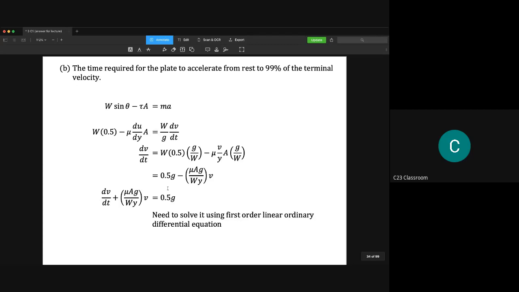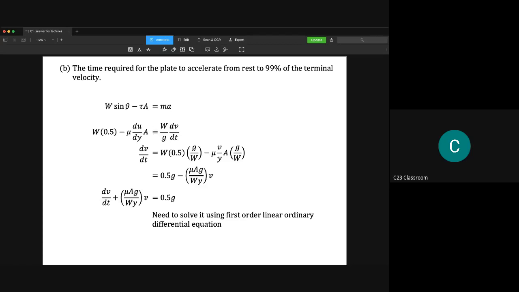And then the second one is we need to calculate the time for the plate to accelerate from rest to 99% of the terminal velocity. So again, this is about the time here. So the relationship that we have is, okay, we need to agree that the calculation, the equation, needs to be written like this, because the weight here will give more force to make sure that the box will fall down.